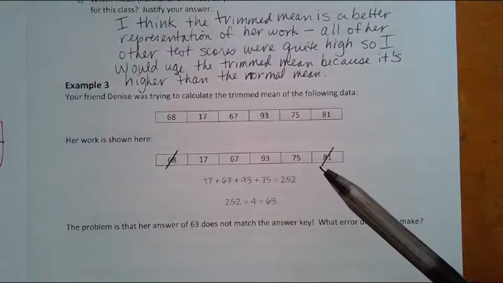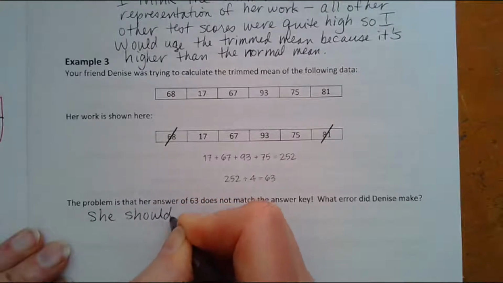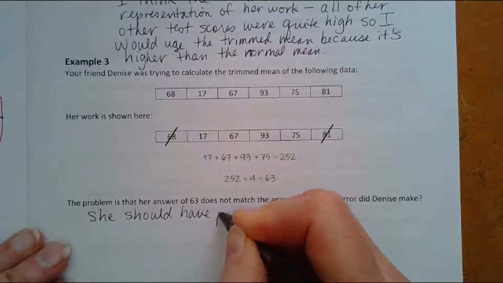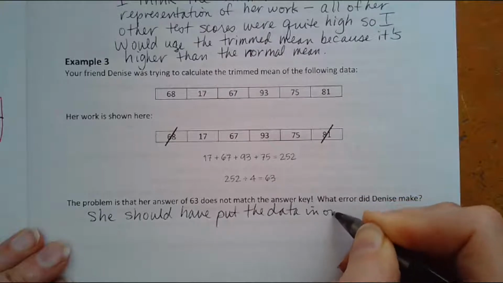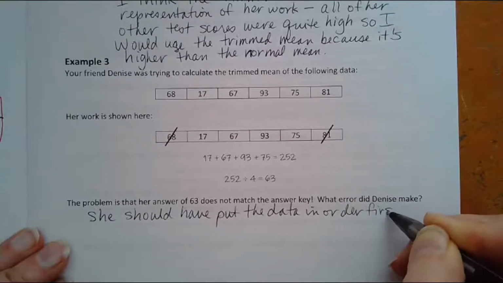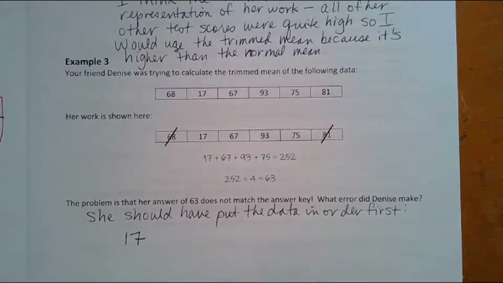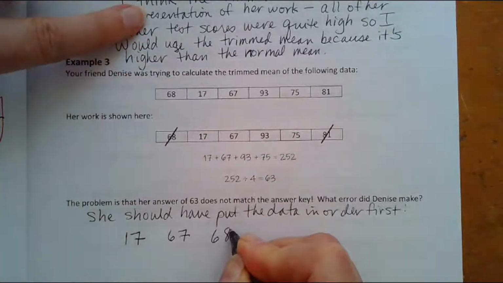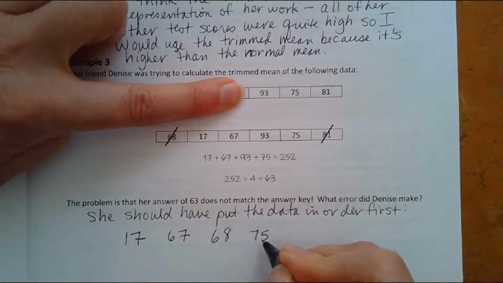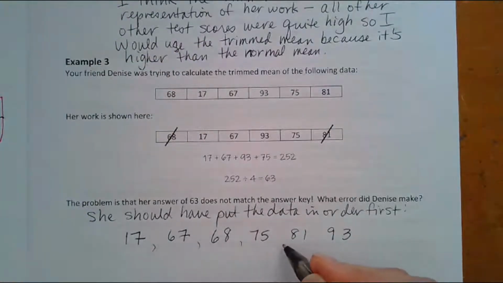So let's redo that question. She should have put the data in order first, right? If she can't determine from the chart which is the high and the low, she's going to have to order it. So 17 is the lowest number, right? Then it would be the 67. Then it would be the 68. So I've done this one, these three, right? Then it's the 75, the 81, and the 93. So 6 pieces of data. 1, 2, 3, 4, 5, 6.